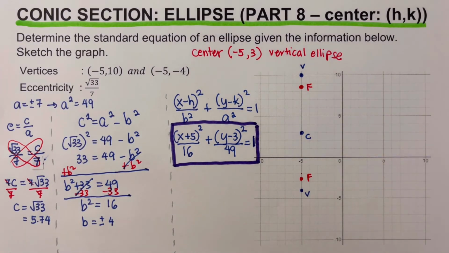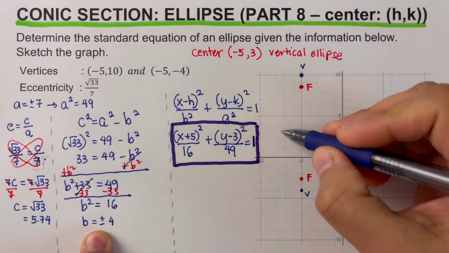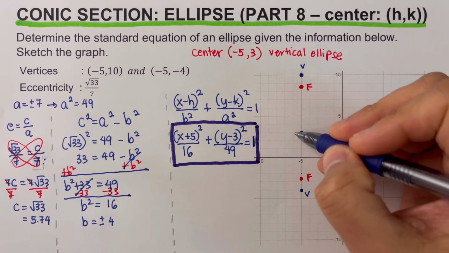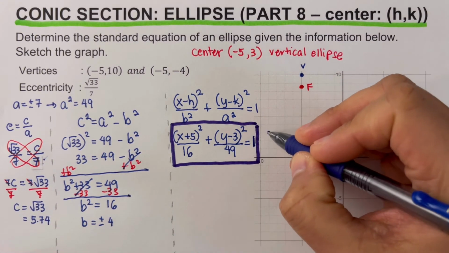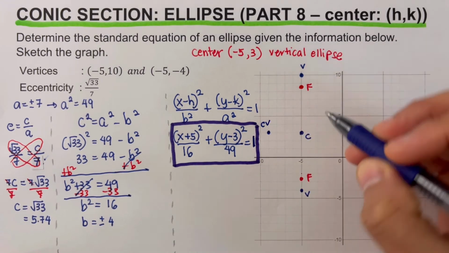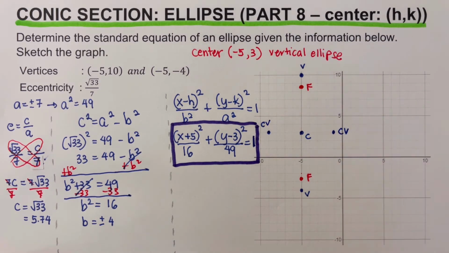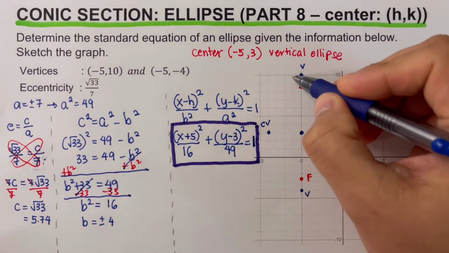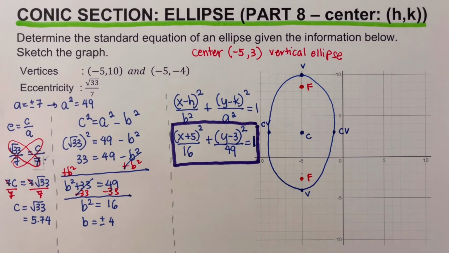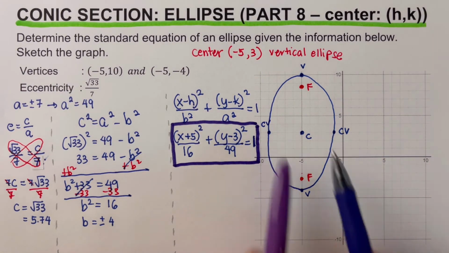Okay, so then we go ahead and say that our b is plus minus 4. This represents the co-vertex. So I go left 4, right 4. And so that would be 1, 2, 3, 4. This is the first co-vertex. And then 1, 2, 3, 4. This is the other co-vertex. And I will draw the ellipse. Okay, so then we go ahead and write the coordinates of the two co-vertices.